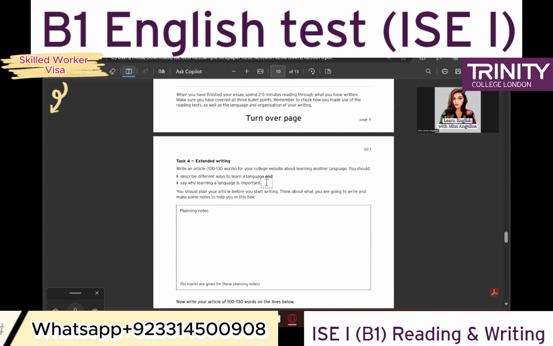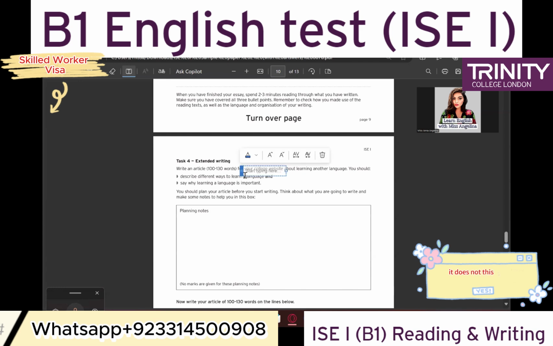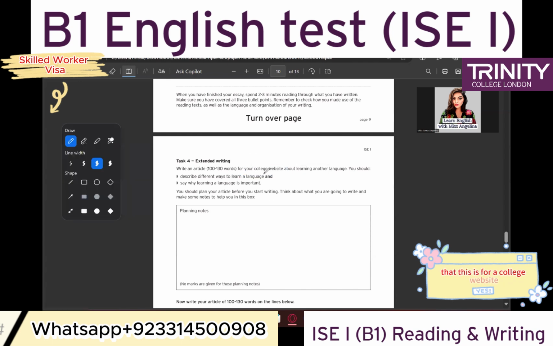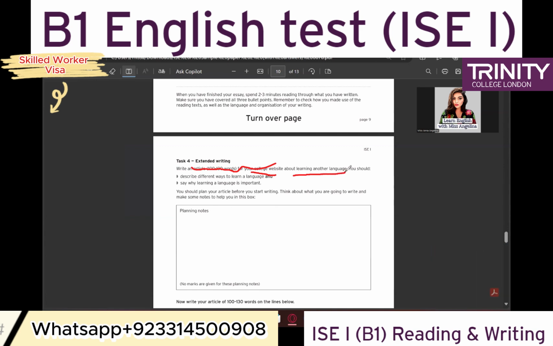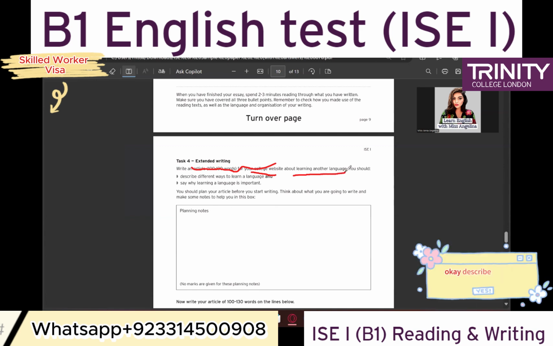This is just a reference to make a question that this is for a college website. This doesn't have any importance. The main thing is this, that this is your topic. Write about learning another language. That's the topic. Describe different ways and say why learning a language is important.